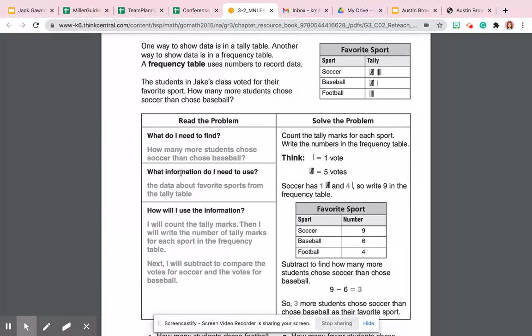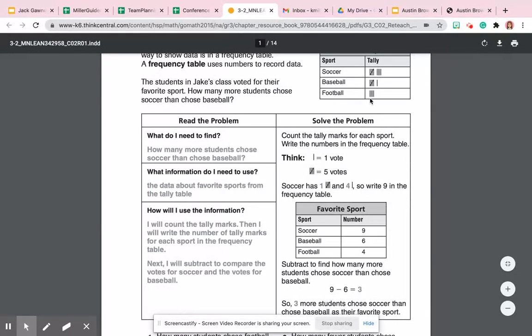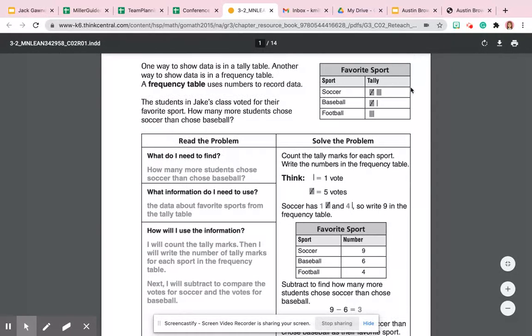The next question we need to ask ourselves is, what information do I need to use? So the information that we need to use is the data about the favorite sports from the tally table. So we see that up here in the top in this chart.